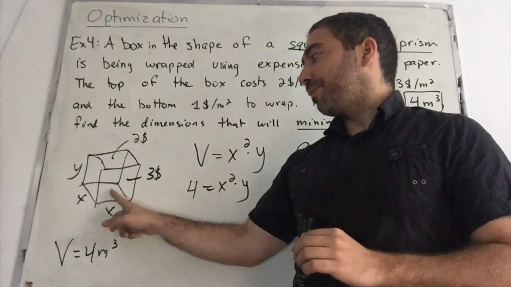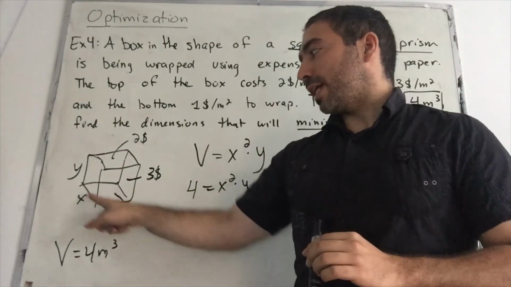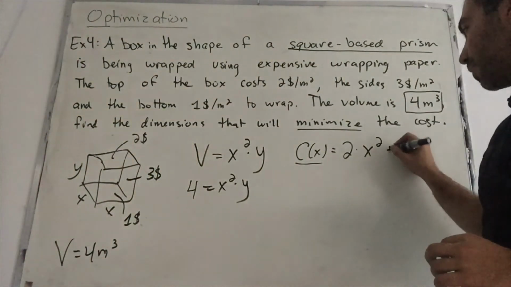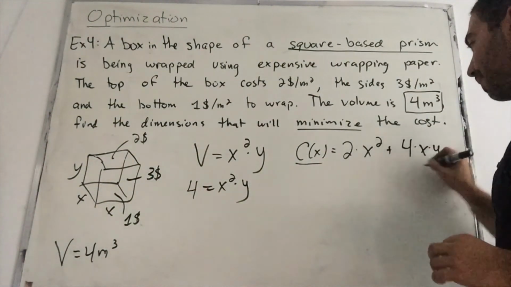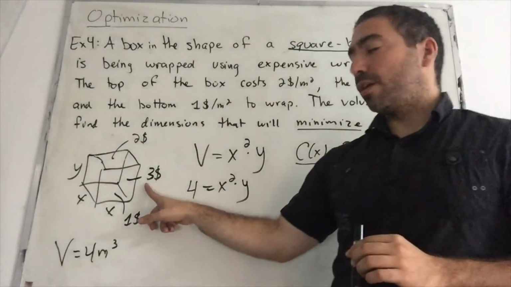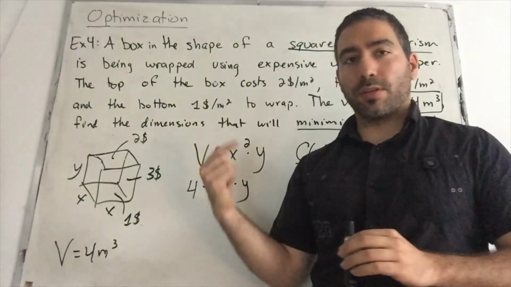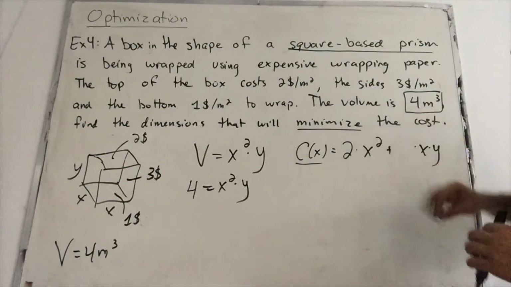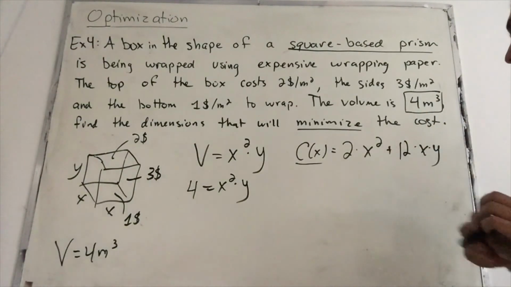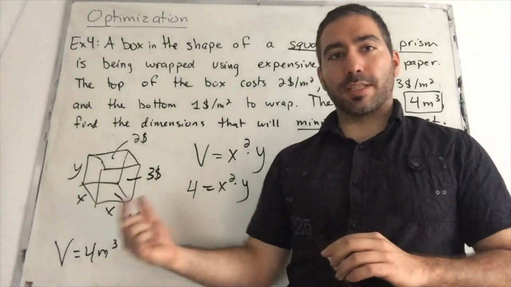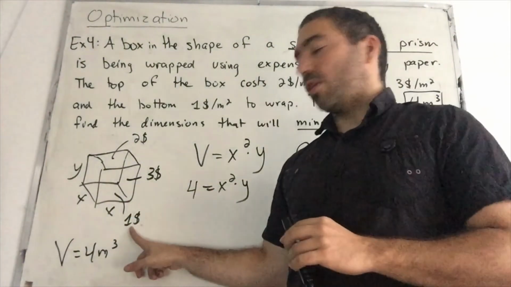The sides, the area of one side is x times y. How many sides do we have? 4. So we have plus 4 times x times y, because we have 4 sides, but then multiplied by the cost, because we're dealing with the cost, so times 3, because to wrap the sides it costs $3 per meter squared. So if we multiply by 3, this gives us 12 times xy. And then lastly, we have the bottom. And the area of the bottom is x times x, which is x squared, times the cost, which is 1.